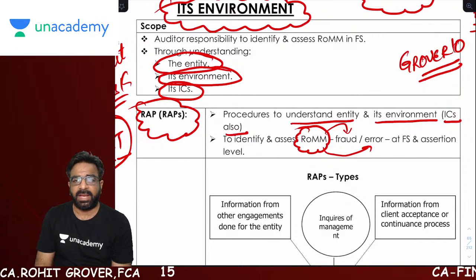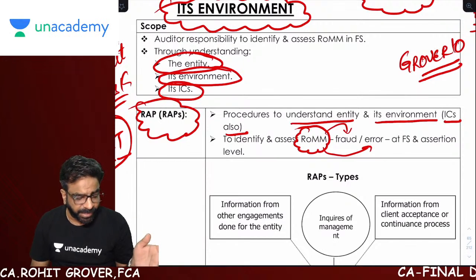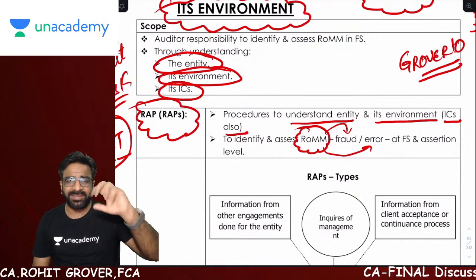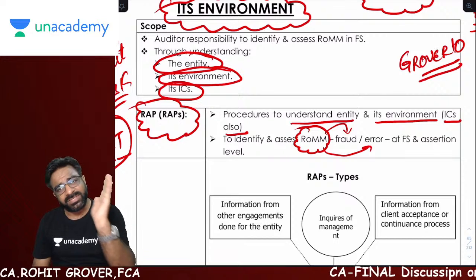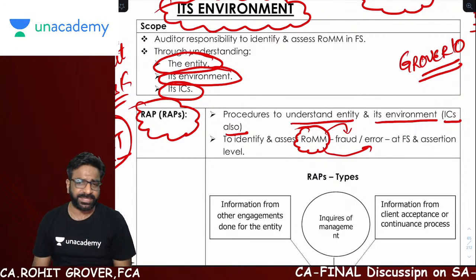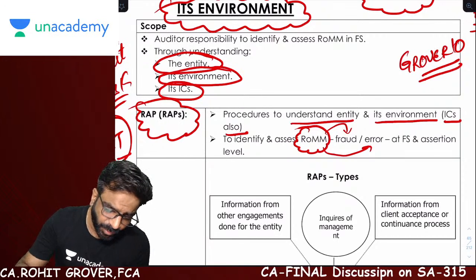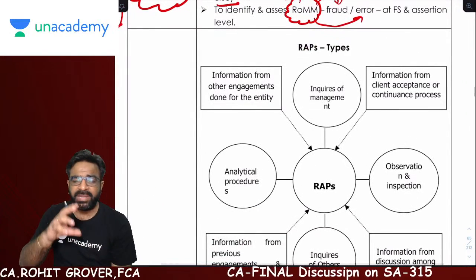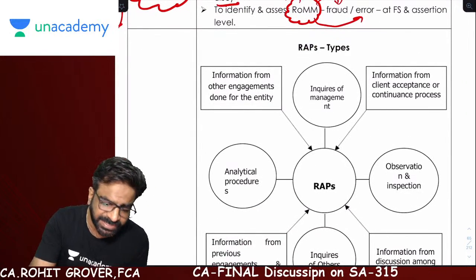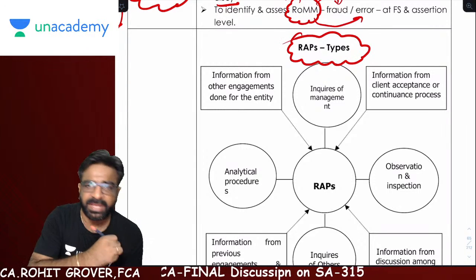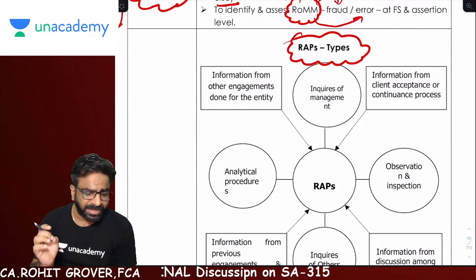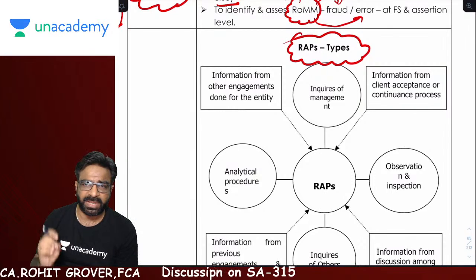Are you getting the point? That is what I'm coming to, Harsh. First, let us understand what we mean by risk. Then we'll understand how to reduce the risk to the lowest acceptable level. Now, a question may come in the examinations: briefly explain the various risk assessment procedures which the auditor has to perform.